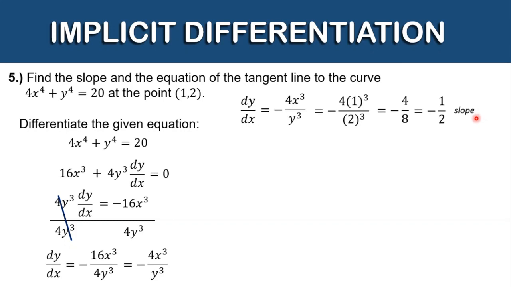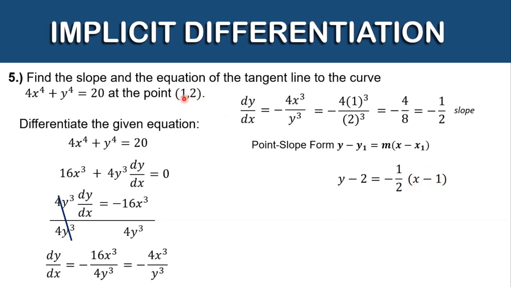Since we already have the slope and a point, we can use the point slope form, which is y minus y sub 1 equals m, this is our slope, times quantity x minus x sub 1. So substitute lang natin dito sa form na ito yung point tsaka yung slope. We have y minus 2 because y sub 1 is 2, ito yung y natin, equals negative 1 half, yun yung slope natin, times quantity x minus 1. Ito yung x sub 1 natin.